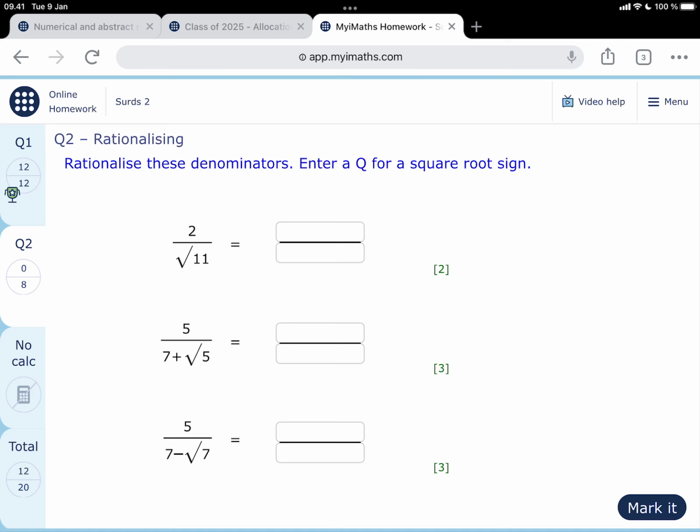So square roots are irrational numbers. To rationalize them means we've got to get rid of the square roots from the denominators. The denominators are the bottoms of the fractions. So when it says rationalize the denominators, it means get rid of the square roots from the bottom of the fractions. Okay, so 2 divided by the square root of 11.